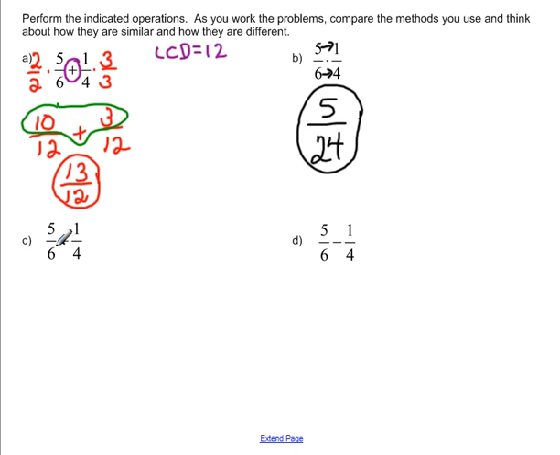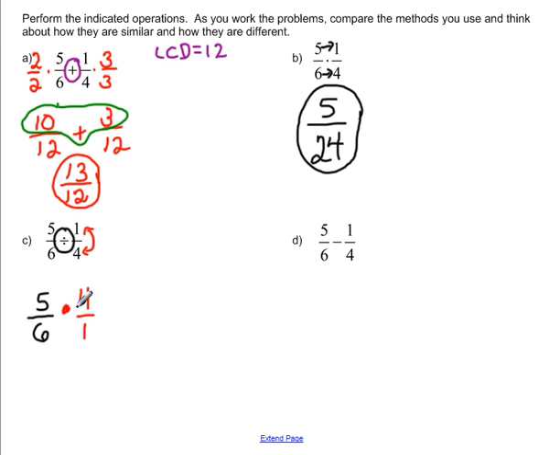Our next problem involves dividing. Now remember, when we divide, we're never going to actually divide. We're going to change the problem into multiplying. So let's go ahead and do that. We have 5/6, and instead of dividing, we're going to change division into multiplication, and we're going to change that second fraction, that divisor, we're going to take its reciprocal. We're going to change it to 4/1.